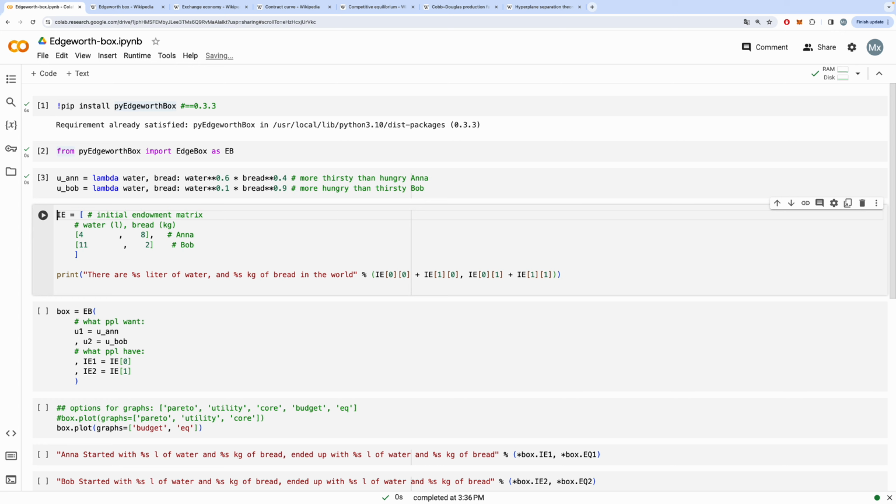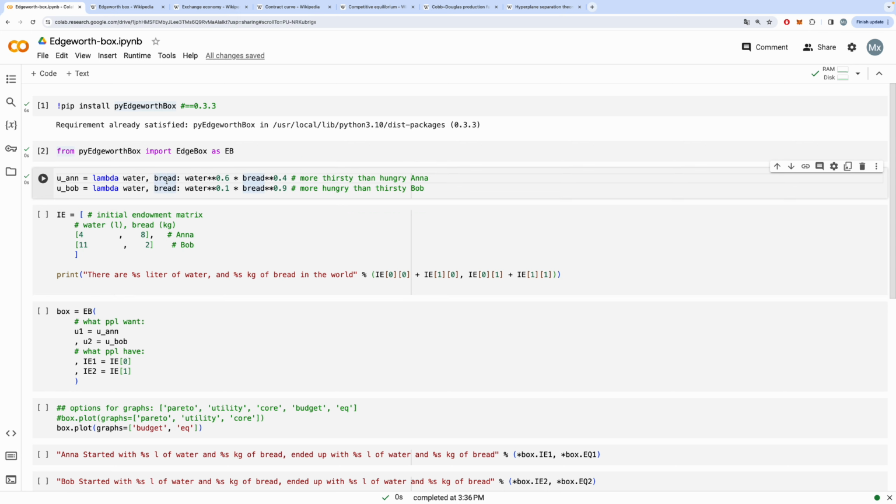Let's consider that we have Anna and Bob. They have these two utility functions. So Anna is more thirsty than hungry, and Bob is more hungry than thirsty.